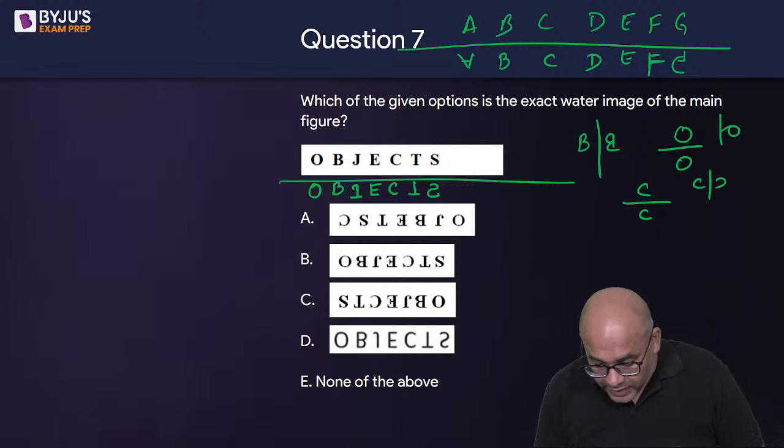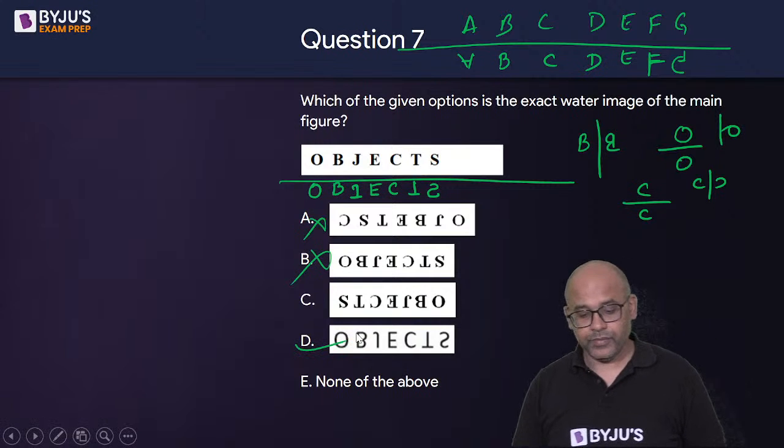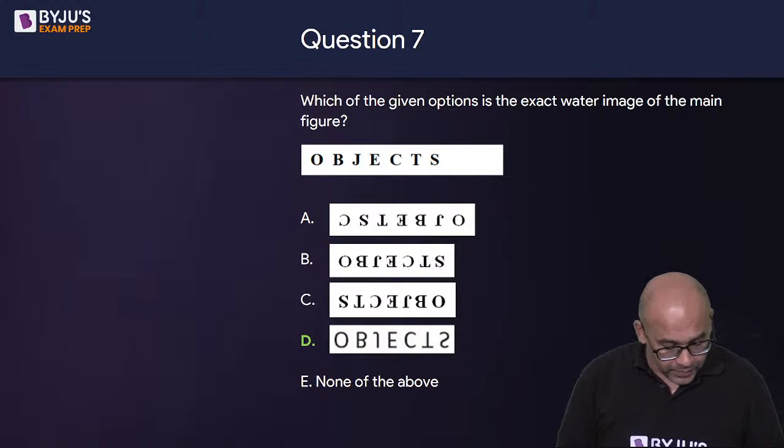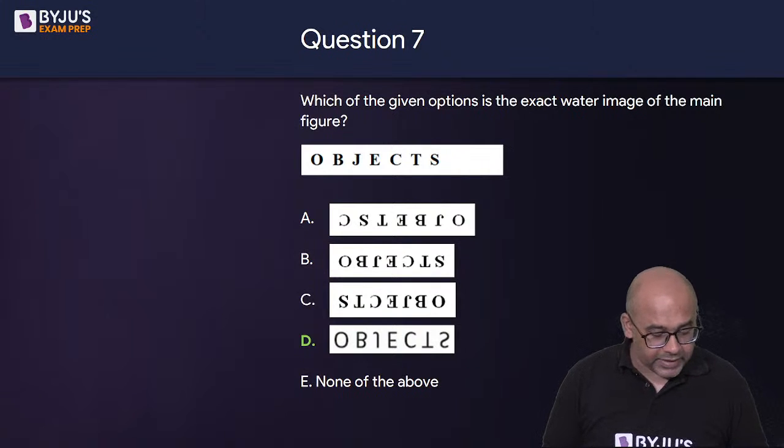So what is the answer here, by the way? Clearly this is not correct. O, B, this is not correct. This is correct. So the correct answer is option D. Clear? H will be obviously the same, Aditya.